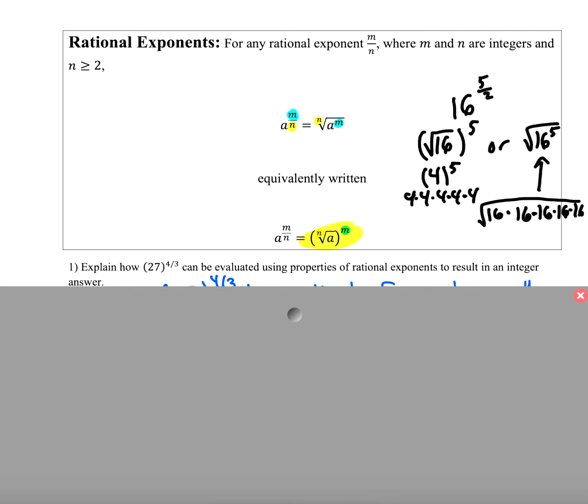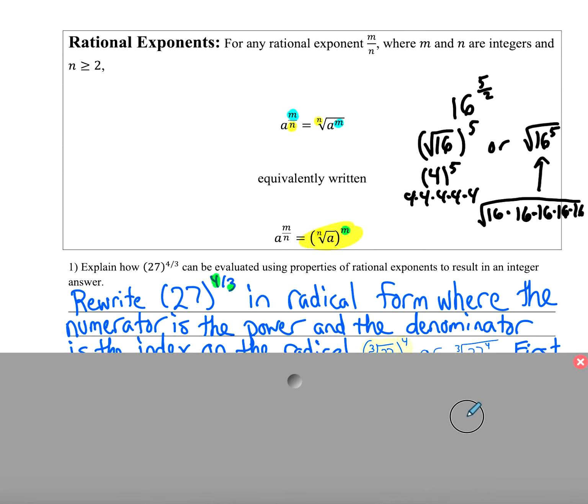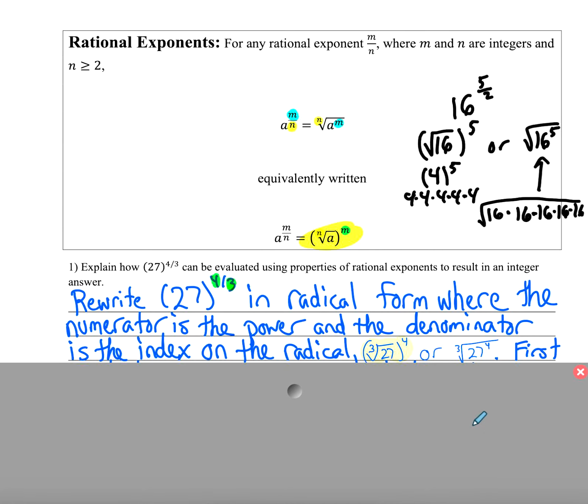So let's look at number 1. Explain how 27 to the 4 over 3 can be evaluated using properties of rational exponents to result in an integer answer. So we want to first write this in radical form, where our numerator is our power on the base, and our denominator is the power or the index on our radical. So we can rewrite it as either the cube root of 27 to the fourth, or we can do 27 to the fourth inside of the cube root.